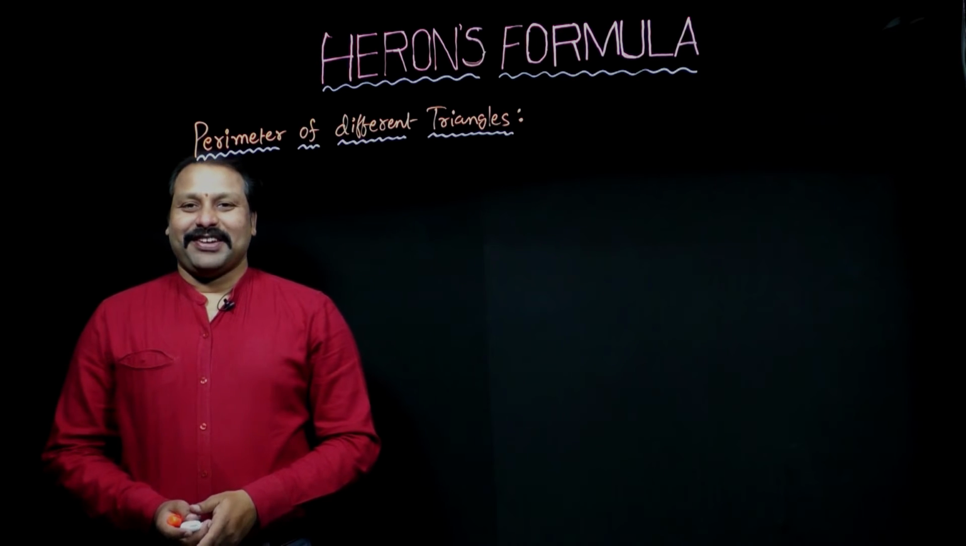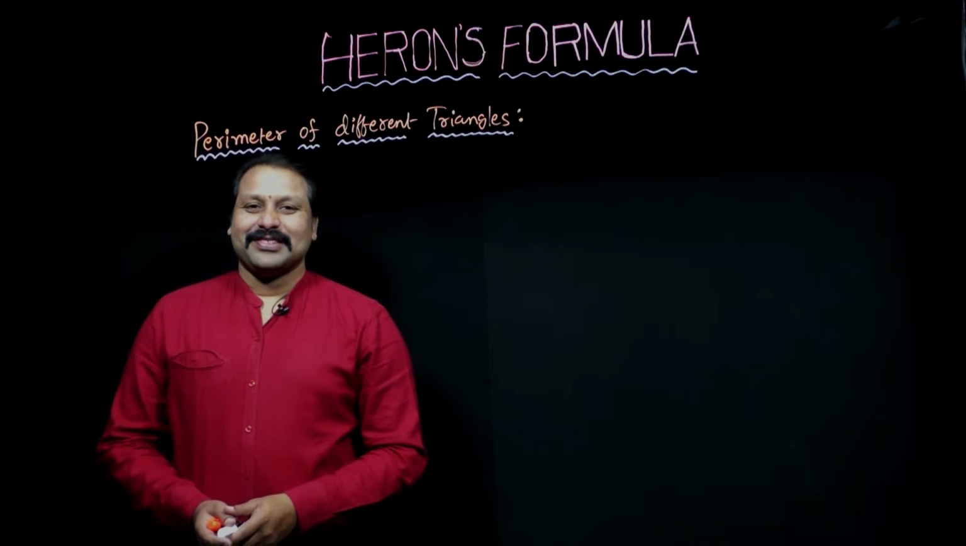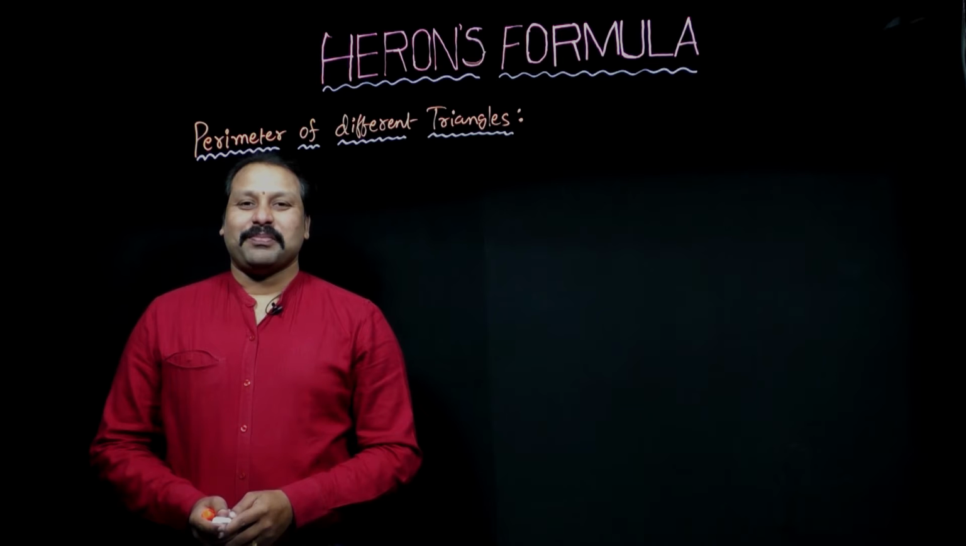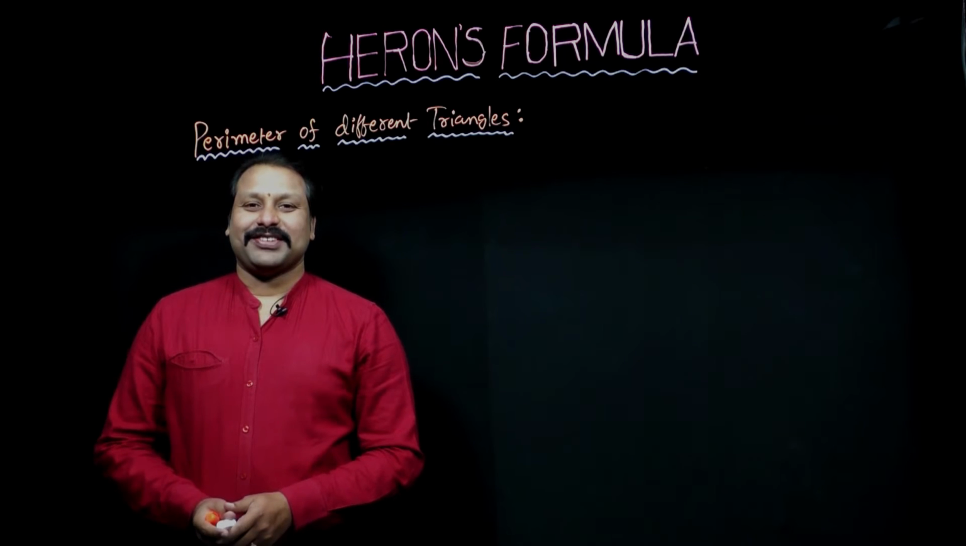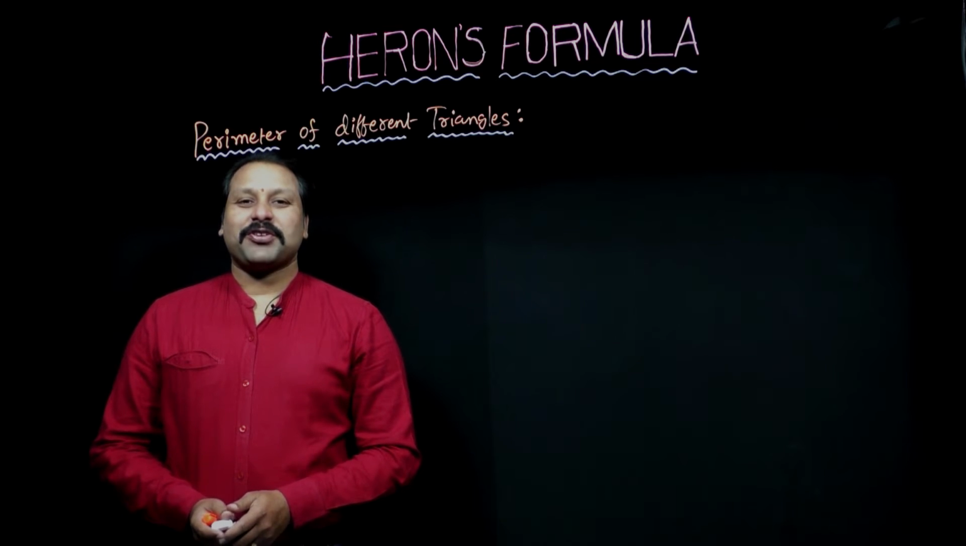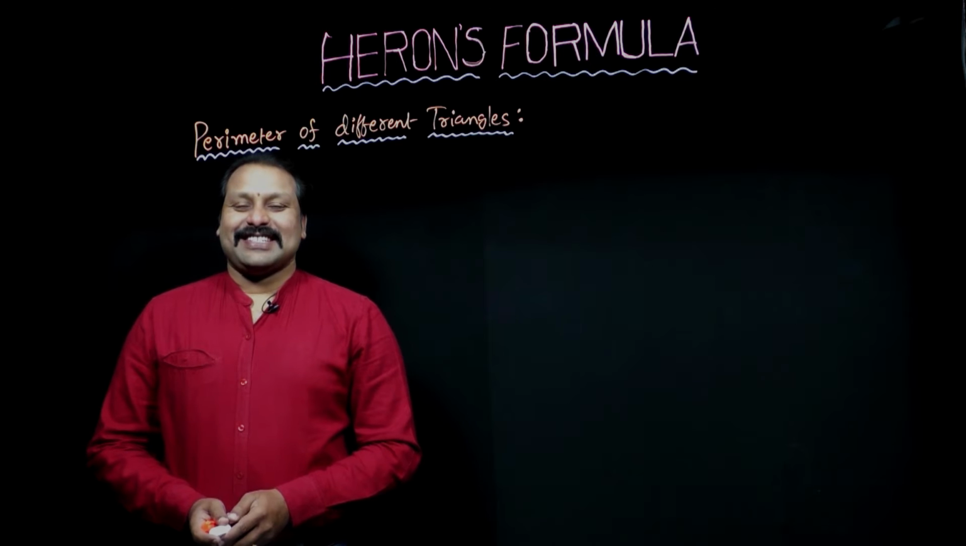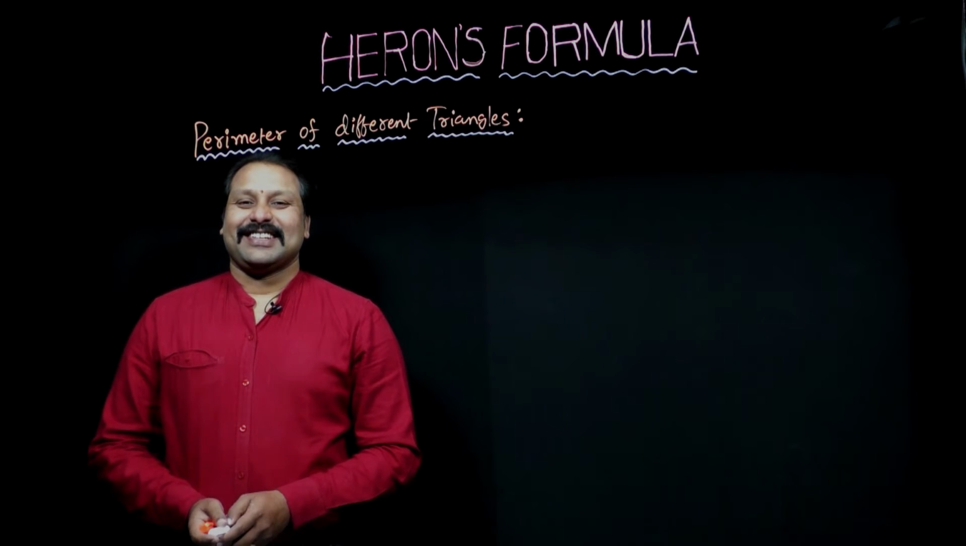The word perimeter comes from two Greek words. The first one is peri. Peri means around. The second word is metron. Metron means measure. Thus, it is all sides, that is nothing but the three sides of an enclosed figure in a plane.